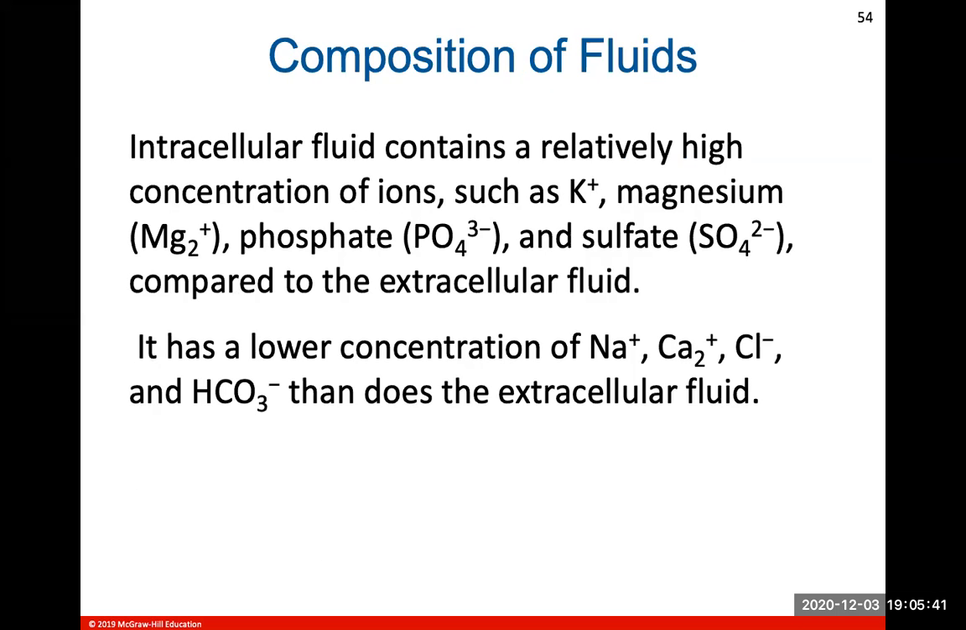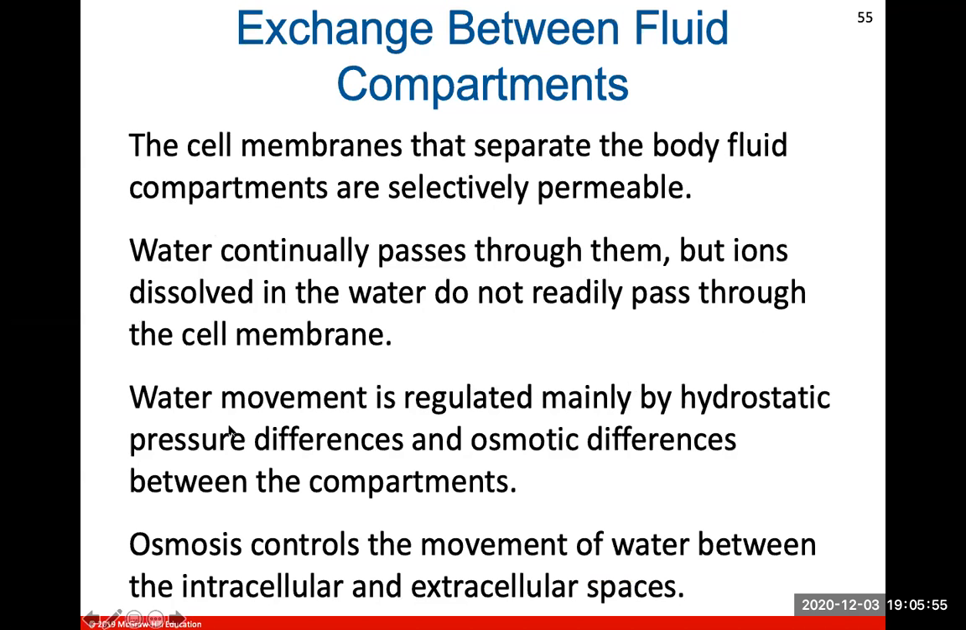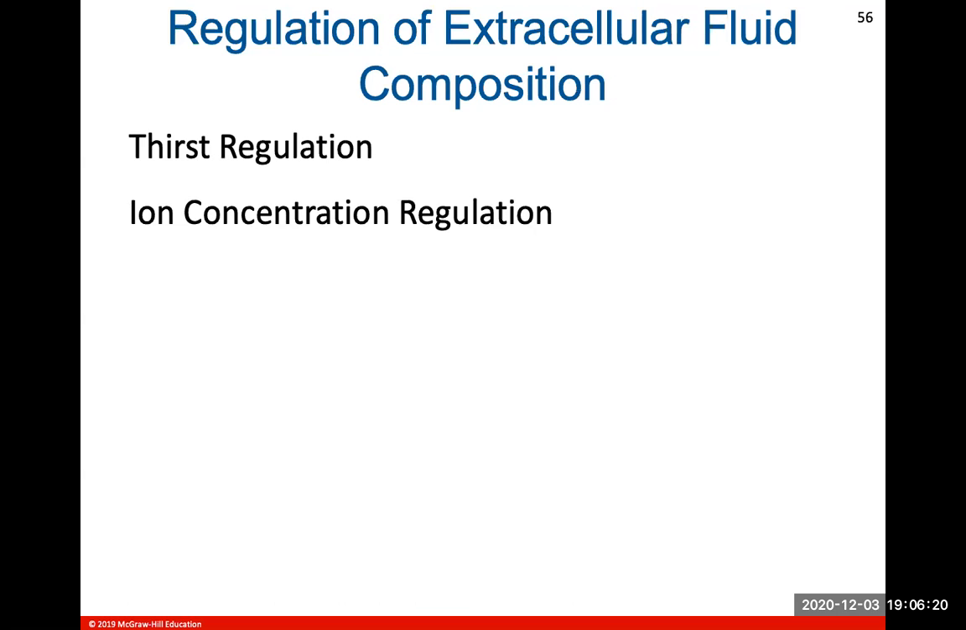The composition of these fluids: intracellular fluid has a lot of different ions, such as potassium, magnesium, phosphate, and sulfate. It has a lower concentration of sodium, calcium, chloride, and bicarbonate ions than does the extracellular fluid. The cell membranes that separate the body fluid compartments are selectively permeable. Water continually passes through them, but ions dissolved in the water do not readily pass through them. Water movement is regulated mainly by hydrostatic pressure differences and osmotic differences, and osmosis controls the movement of water between the intracellular and extracellular spaces.